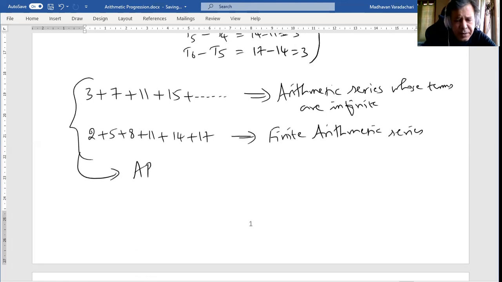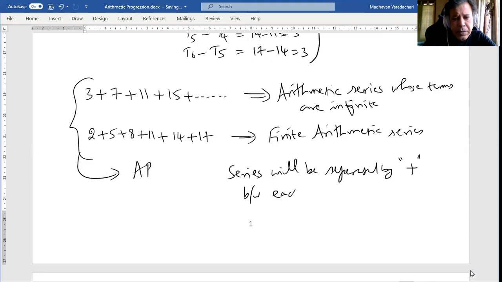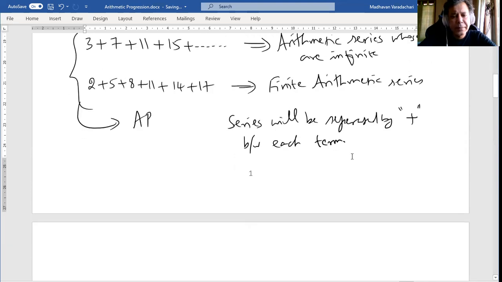Why is it a series? A series will be separated by an addition symbol between each term. Then you call that a series.